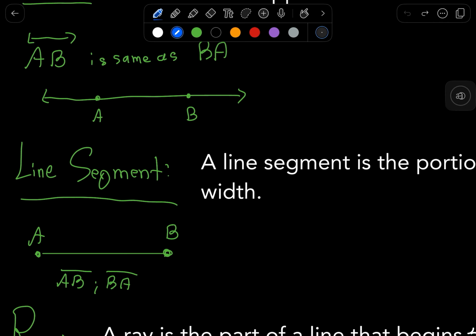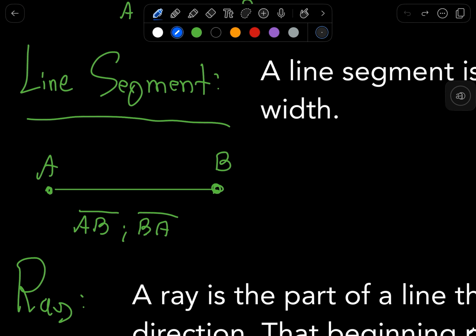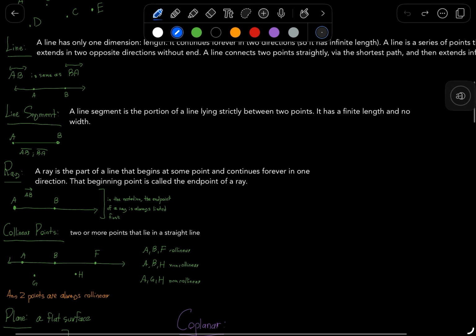And notation wise, it's very similar to a line. We use points A and B as our reference, and again, the order doesn't matter, so we can have A, B, or B, A. The only difference from a line is that instead of drawing this symbol with the two arrows, you just draw a straight line. That's how you denote line segments in geometry.